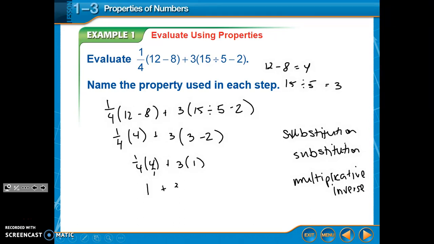Okay, and we're going to leave this as 3 times 1 for now. 3 times 1 is 3. So what this is, when you multiply 1, that's the multiplicative identity, because that 3 keeps its identity when being multiplied by 1. So I get 4. And then that is substitution.